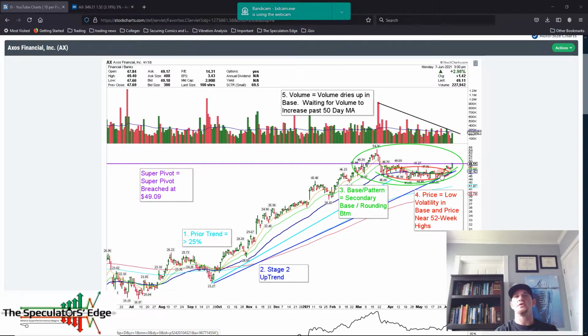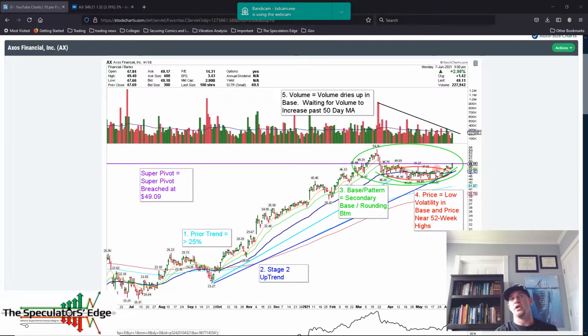And also what we're looking for is the price to be at or near 52-week highs. The reason is that when you look to the left, there's not much supply. So whenever there is good demand or sufficient demand to meet that supply, the stock doesn't have much resistance to move.